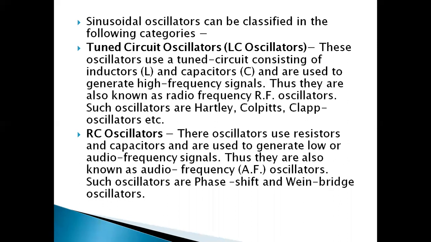So the oscillators which use resistors and capacitors in the circuit are known as RC oscillators, and these oscillators generate low frequency signals or audio frequency signals. So that's why the other name for the RC oscillator is audio frequency oscillator. Examples for the RC oscillator are the RC phase shift oscillator and Wien bridge oscillator. That means these two types of oscillators use resistors and capacitors in their circuits.